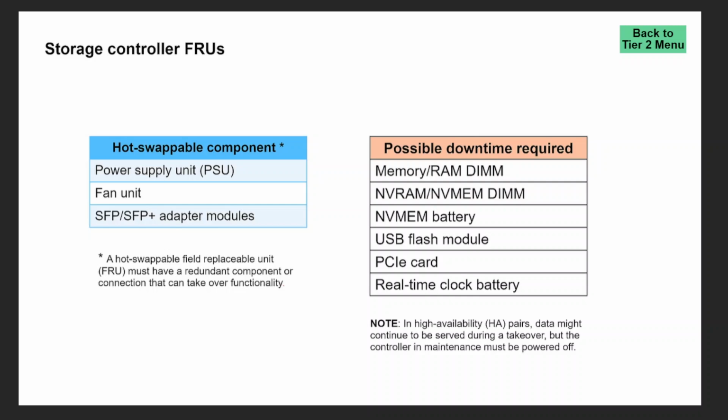If the system is not in an HA configuration, then you must stop all running tasks so that you can remove the controller. If the chassis needs to be replaced, which is unlikely, downtime must be scheduled for the entire system.